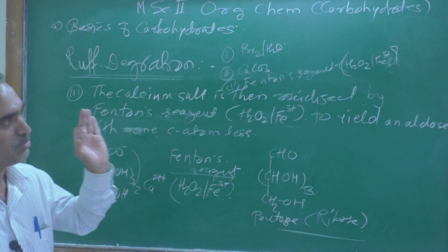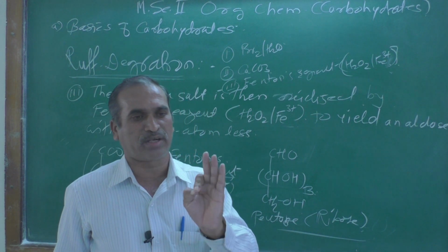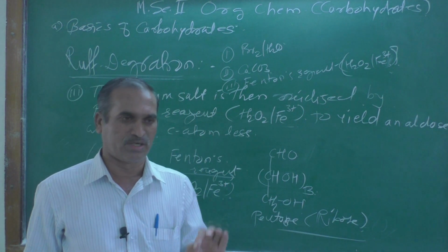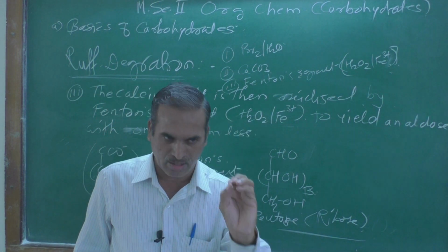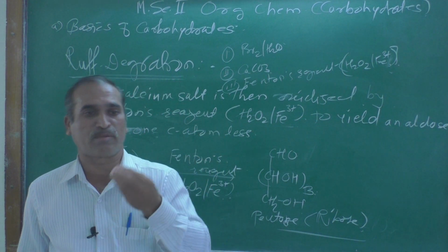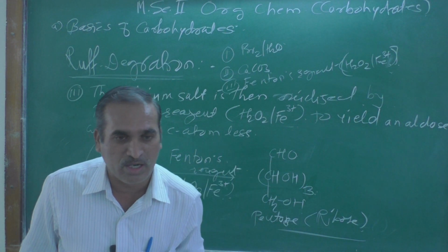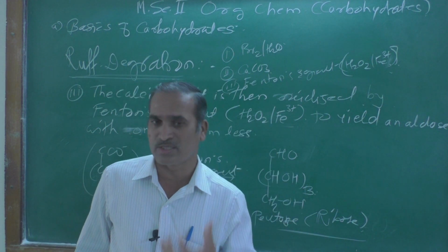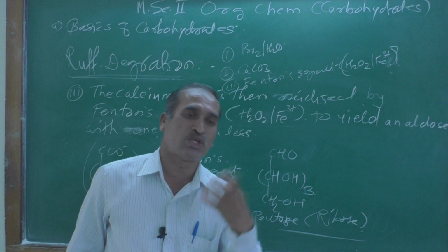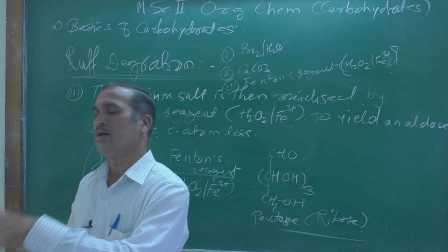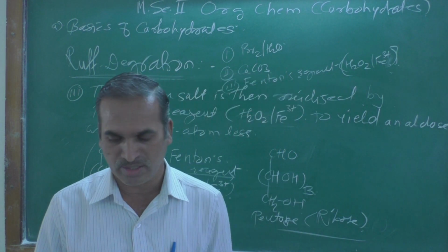Number one, Br2 in presence of H2O. This is a mild oxidizing reagent. Whenever you treat with this mild oxidizing reagent, it suitably converts the aldehyde group into a carboxylic group, and whenever that carboxylic group is treated with calcium carbonate, the calcium salt is formed, and that calcium salt, further treated with Fenton's reagent, gives the aldehyde group back. So this process is known as Ruff degradation.